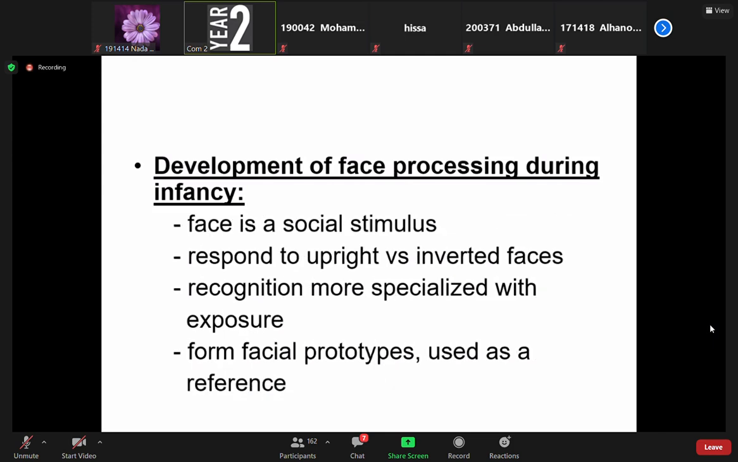Like we said, it's a social stimulus. It's not blank. If you were to show an infant 2 pictures, one of a moving face and one of a very still face, where do you think their interest would be? The moving, because it's more interesting, it's more appealing. They also respond to more upright versus inverted.